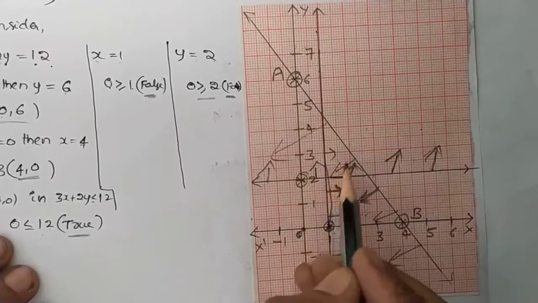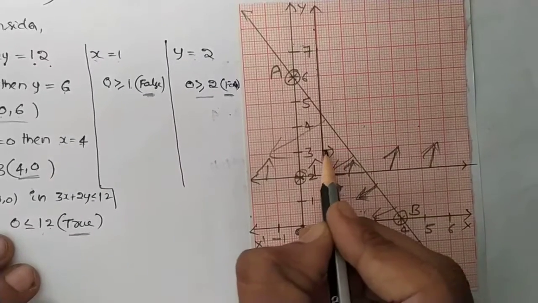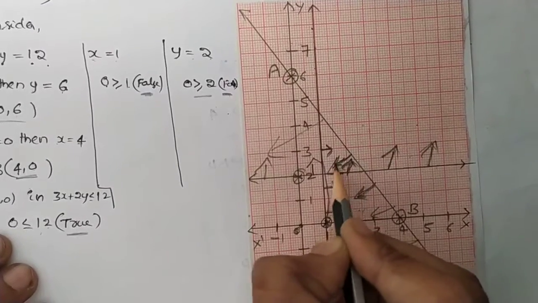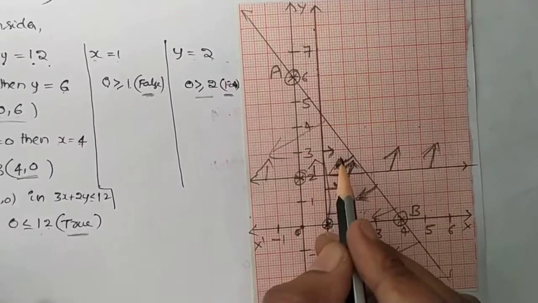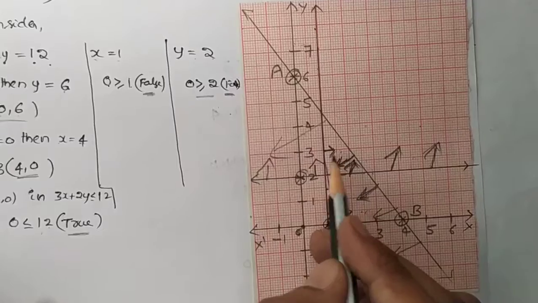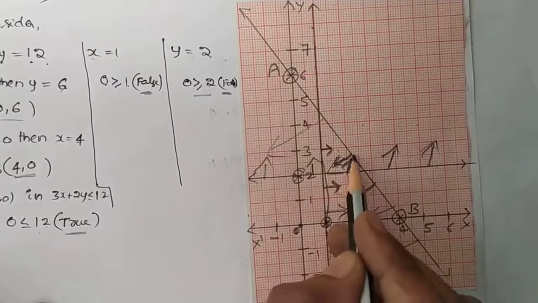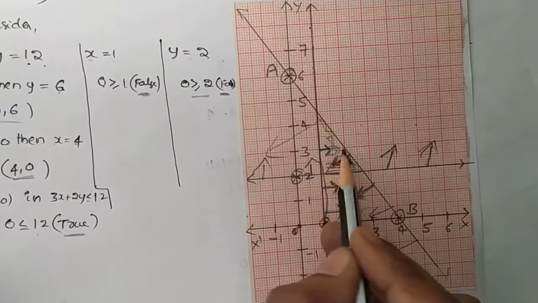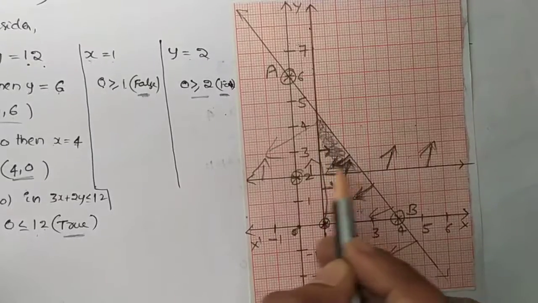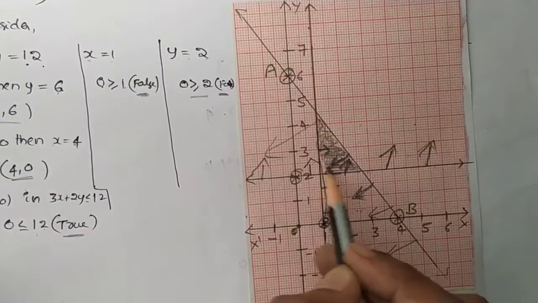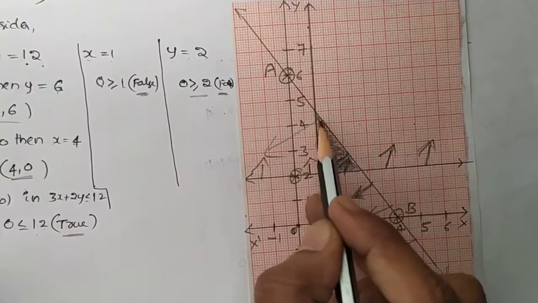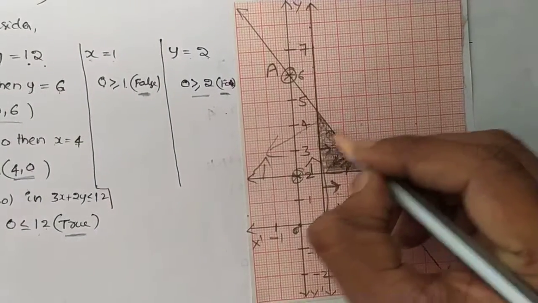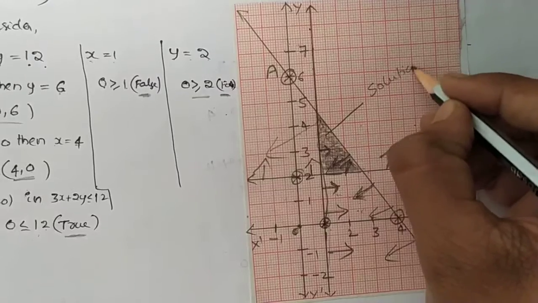If we take this portion, this line is also coming like this, right? Three regions are coincided at this area, isn't it? Therefore, this will be the solution region. So write down, it is the solution region.